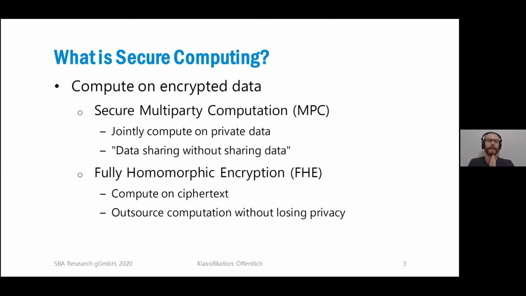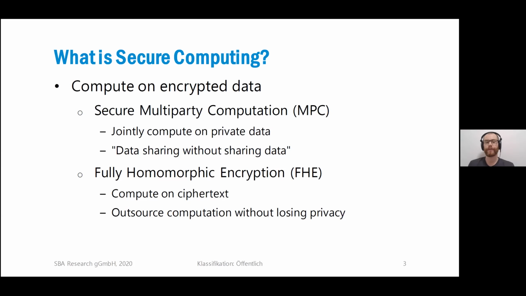So imagine everyone has their own database, and you don't want to share the databases or the data in the databases, but you still want to do some statistical analysis or something else. Then you can do that with secure multi-party computation. So basically, you could say it's data sharing without sharing the data.